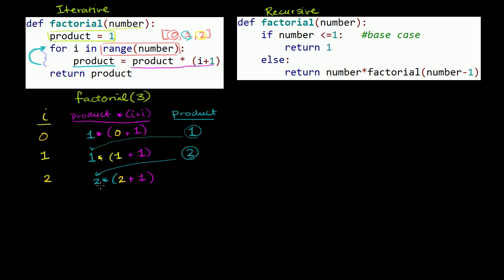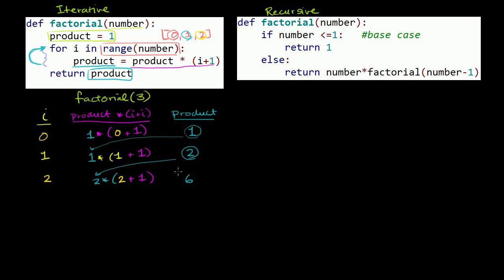And so what does this see? This is 2 times 3, or 6. And then it'll say, OK, can we assign i to any more elements in this? No, we've run out of elements. So now we break out of the for loop, and we just return the product.